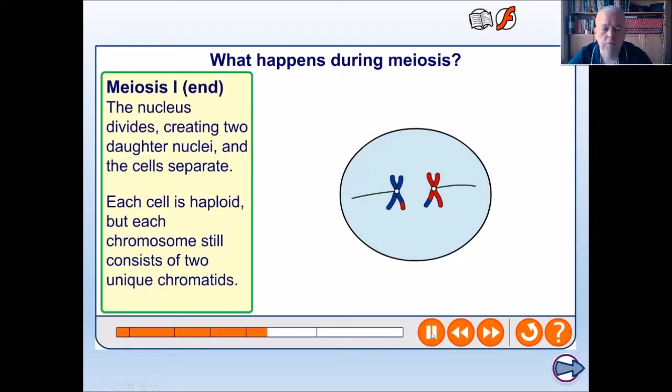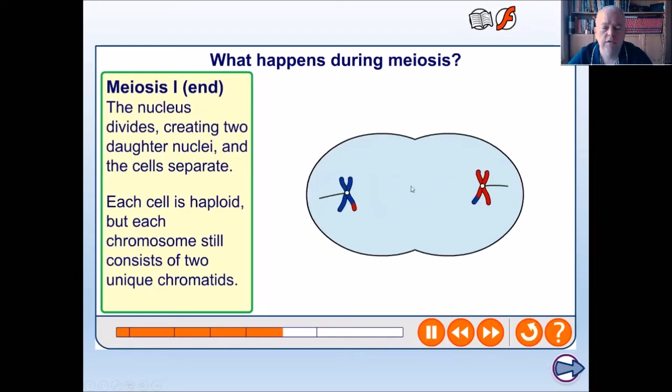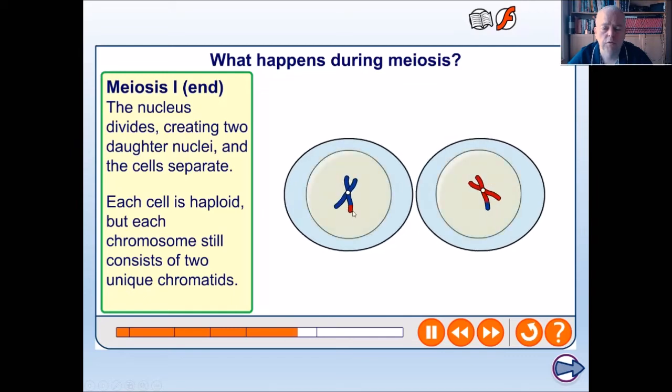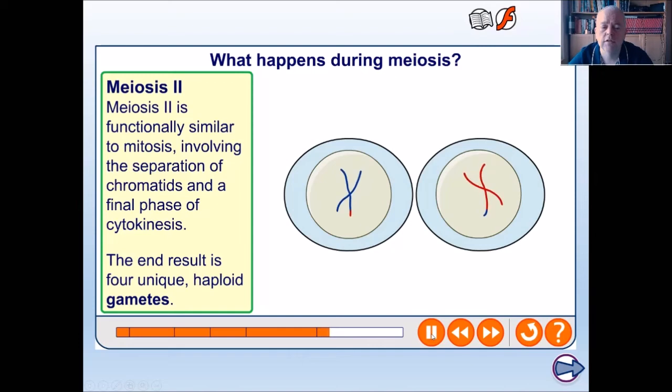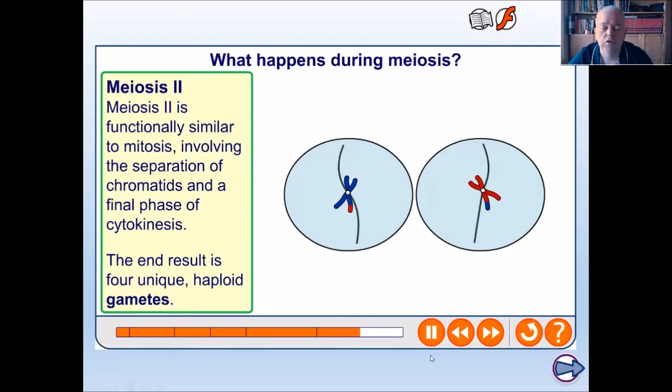So once the crossing over part has taken place, we then separate and move apart those particular homologous chromosomes to opposite cells. And then we're going to go through the second stage of meiosis. Again, this is very similar to mitosis. In the second stage, we're going to separate the individual chromatids, and they're going to get pulled to opposite poles of the cell, just like we had in mitosis.